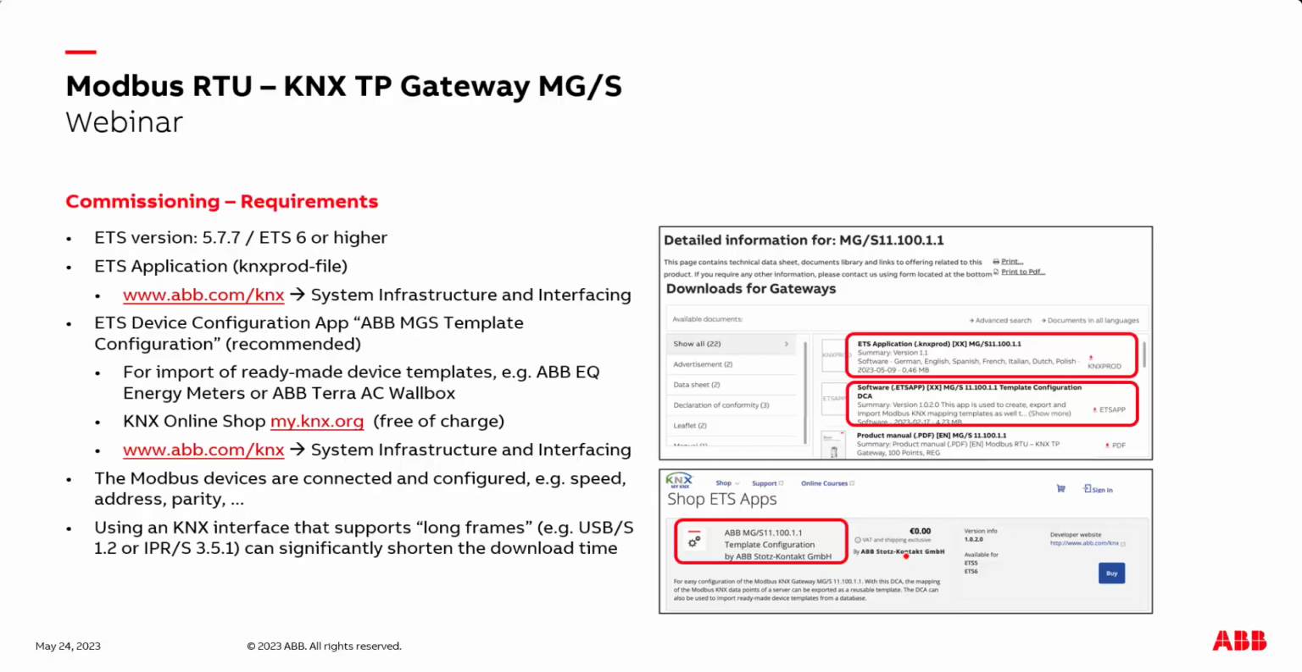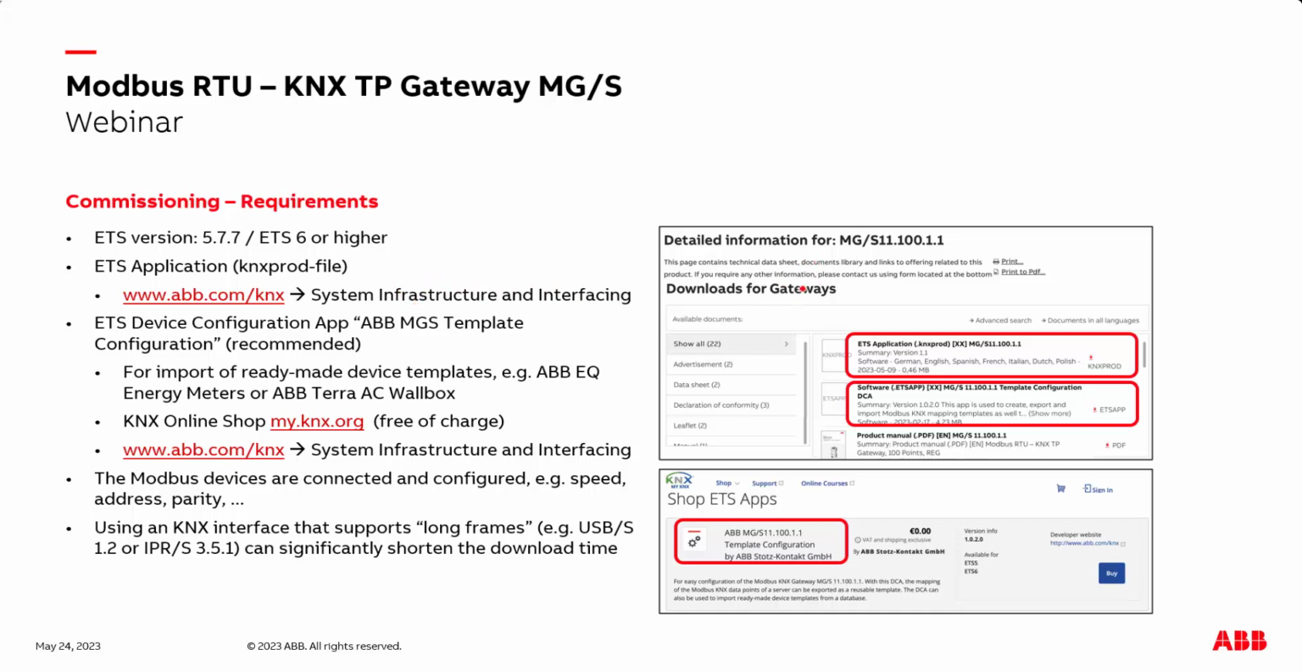Good, then let's come to the commissioning. At first we need our ETS software, the ETS engineering tool software. We need a minimum of ETS 5 version 5.7.7, or today ETS 6, or of course higher. Then we need the ETS application, the so-called KNX profile. You can download it from our website abb.com/knx and then go to System, Infrastructure and Interfacing. This is the chapter of this gateway.